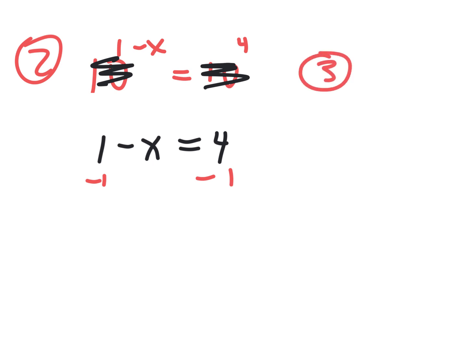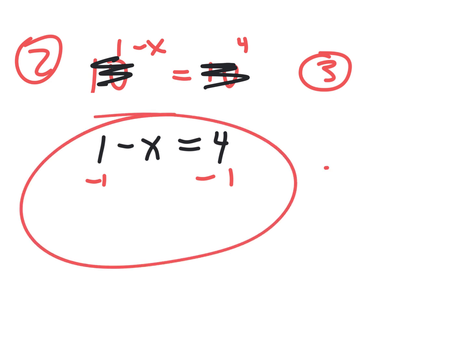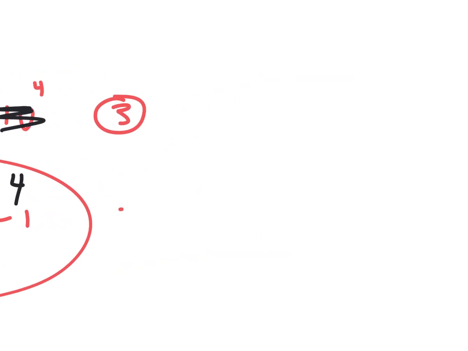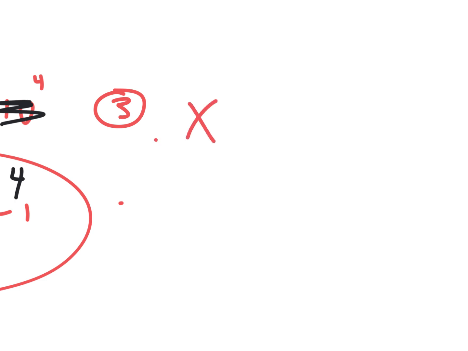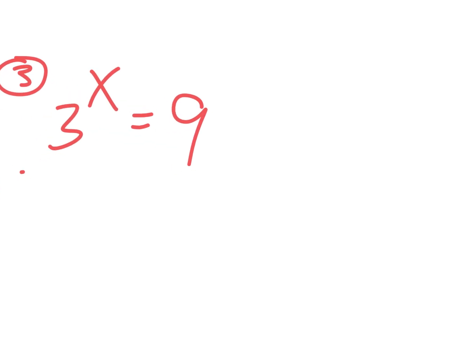All right, number 3. If you want to ask me, I'll help you later, but I still don't feel like I should help the whole class to solve that. Number 3 is the first one where we actually have to make the bases the same, and that is 3 to the x equals 9, and they don't have the same base. So make it so they do.